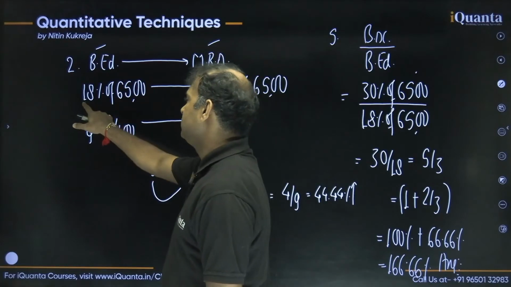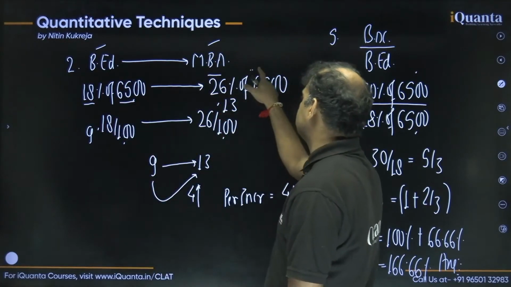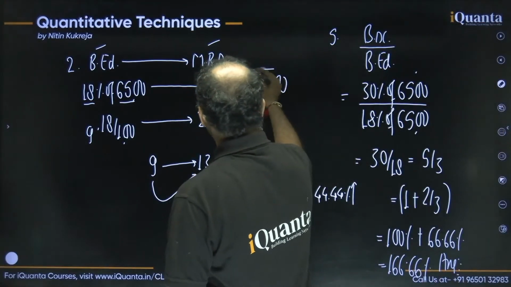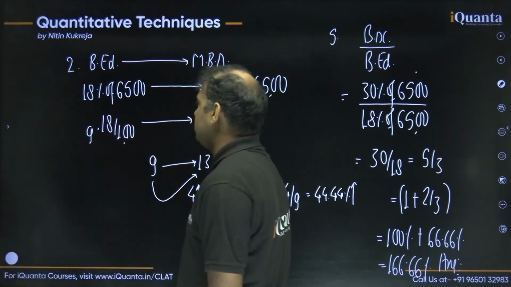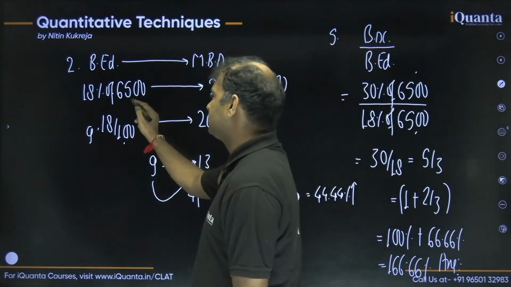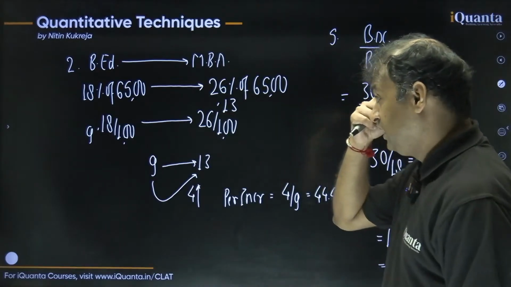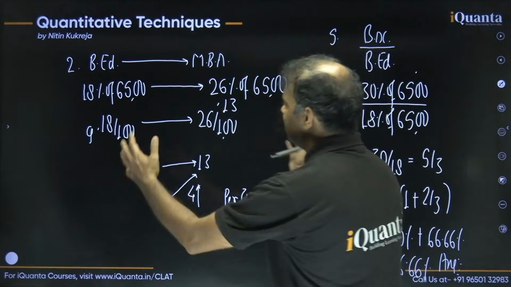B.Ed share was 18% of the total students and MBA share was 26% of the total students. Now either you can calculate the whole numbers, like 18% of 6500 and 26% of 6500, which will take a very long time. So there is a calculation trick: you can just cancel the common terms.